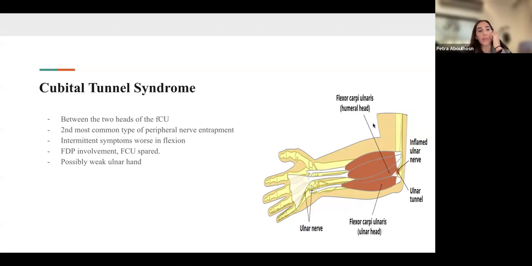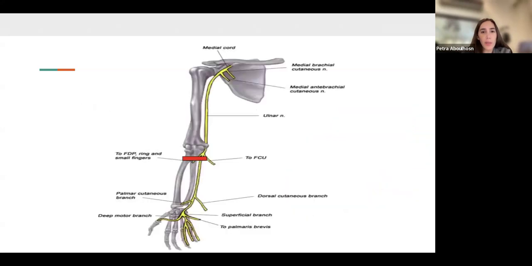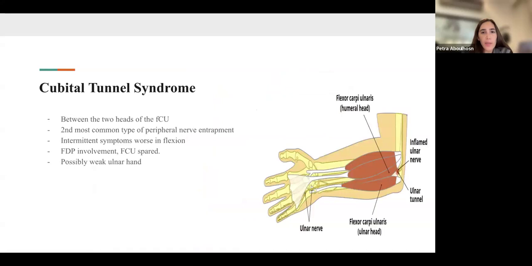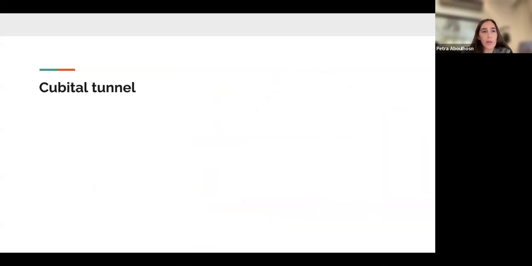Intermittent symptoms that are worse in flexion. Here you do have FDP involvement, but the FCU is spared. As you can see here, depending on where it's compressed, if it's in between the two heads of the FCU, the FCU is spared because the innervation to the FCU is provided before it goes in between the two muscles. And then here, similarly to the arcade of Struthers, we have a possibly weak ulnar hand.